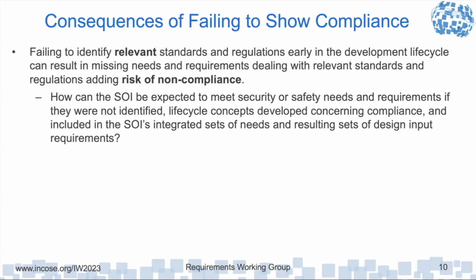How can a system of interest be expected to meet safety and security needs, for example, if the requirements weren't identified, and lifecycle concepts concerning compliance weren't developed and included in the system of interest's integrated set of needs and resulting sets of design input requirements? We need to make sure that we have the capabilities built into our systems that avoid loss, or protect from loss, or allow us to recover from loss. And there need to be functional requirements defined up front that result in those capabilities.